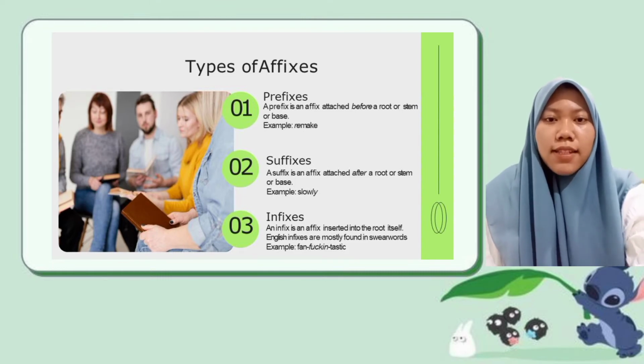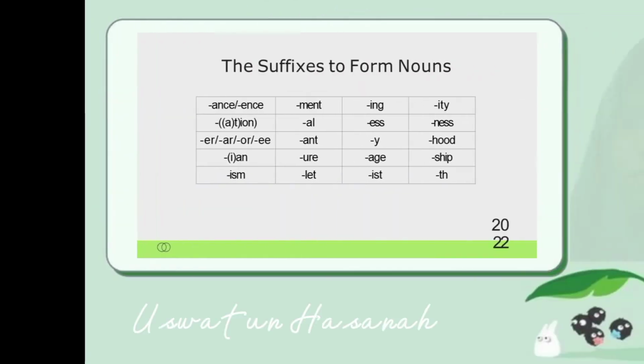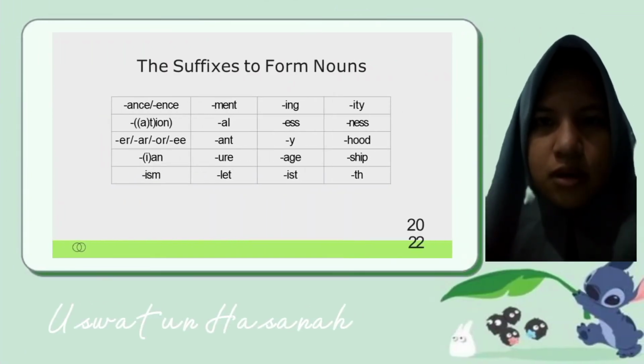The second, suffixes. A suffix is an affix attached after a root or stem or base. Example, slowly. The third, infixes. An infix is an affix inserted into the root itself. English infixes are mostly found in swear words. Example, fucking fantastic.